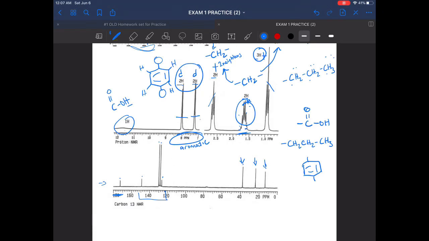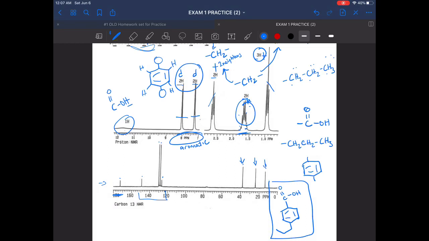And so what's going to make the most sense is for that to go in the middle. So whenever I draw my final product, I'm going to put the carboxylic acid on one side, and I'm going to put the propyl group on the other side. And that is how I solved this problem.